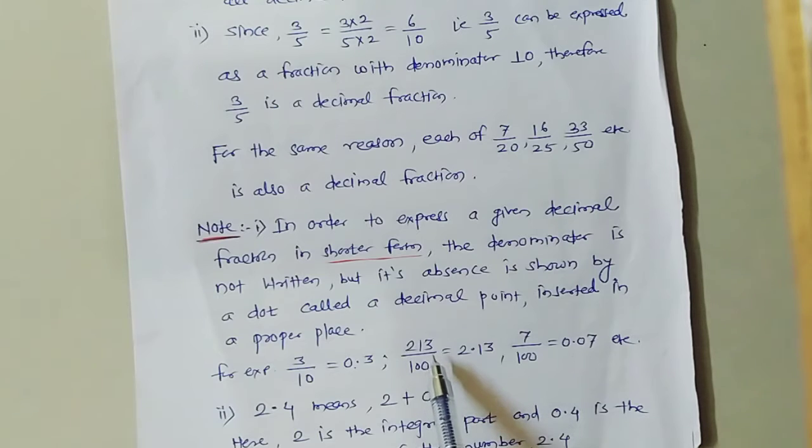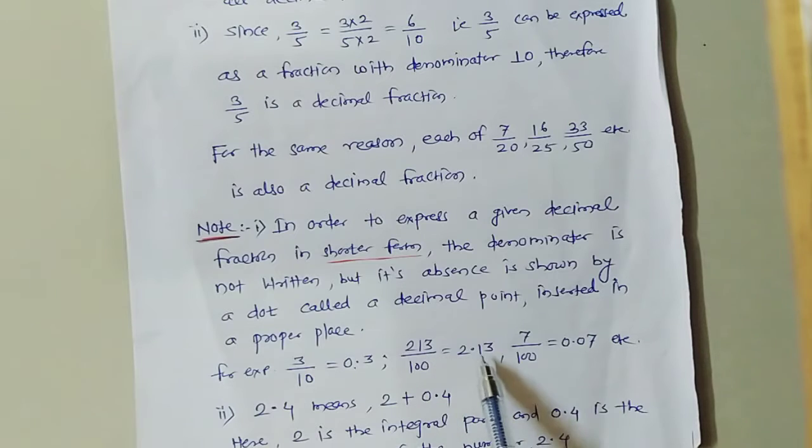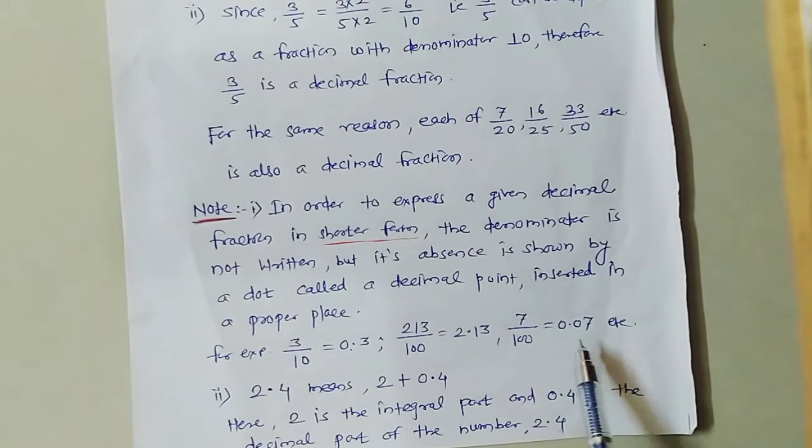Now see another example, 213 divided by 100. Here the denominator is a higher power of 10, and in this denominator there are two zeros. So 213 divided by 100, the decimal point is shifted to the left after 2 digits, which is equal to 2.13. Now another example, 7 upon 100, you can write 0.07. So you can write a decimal fraction in shorter form also.